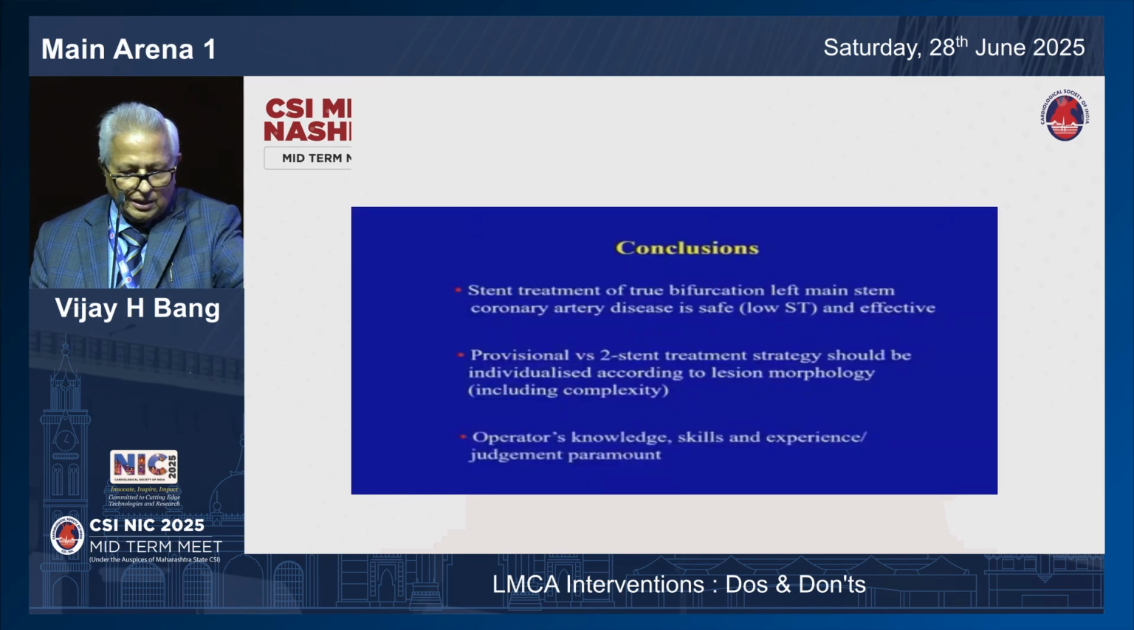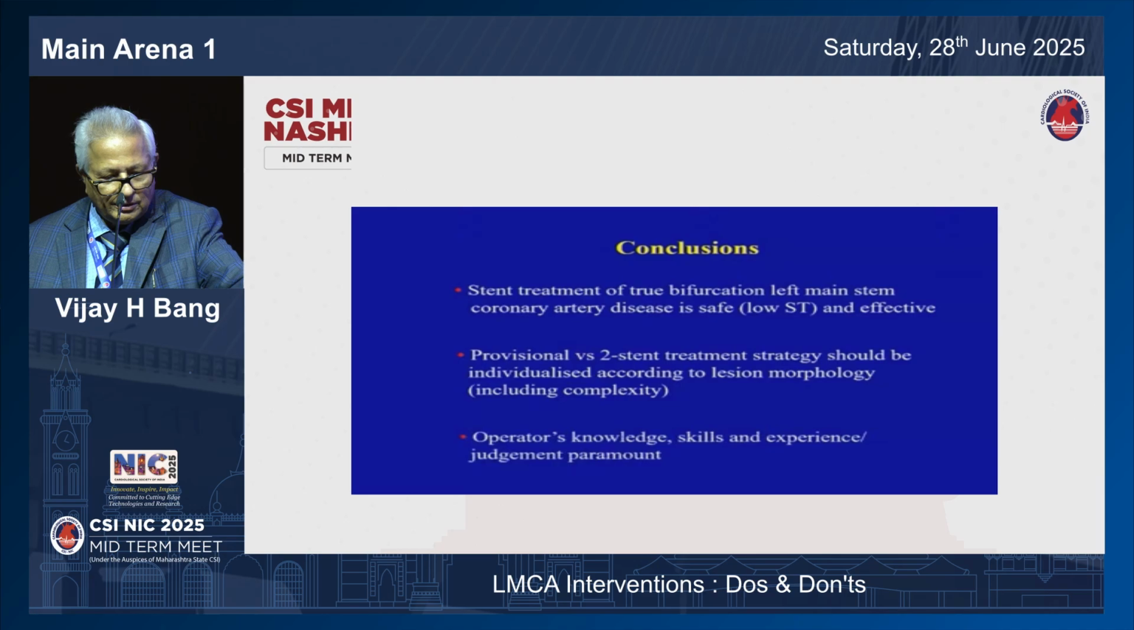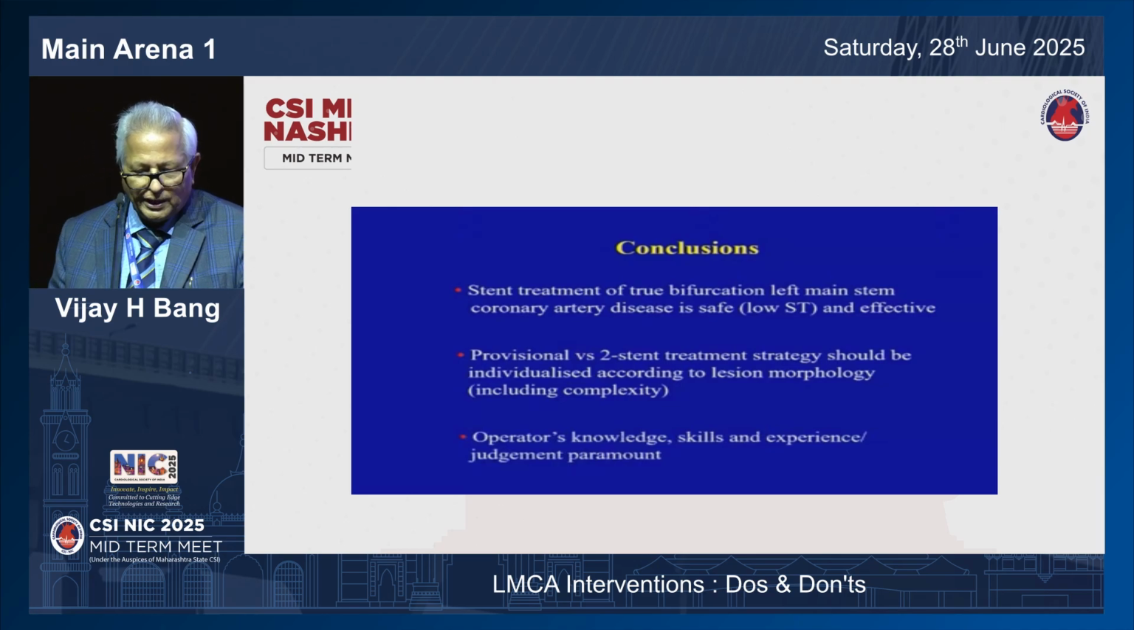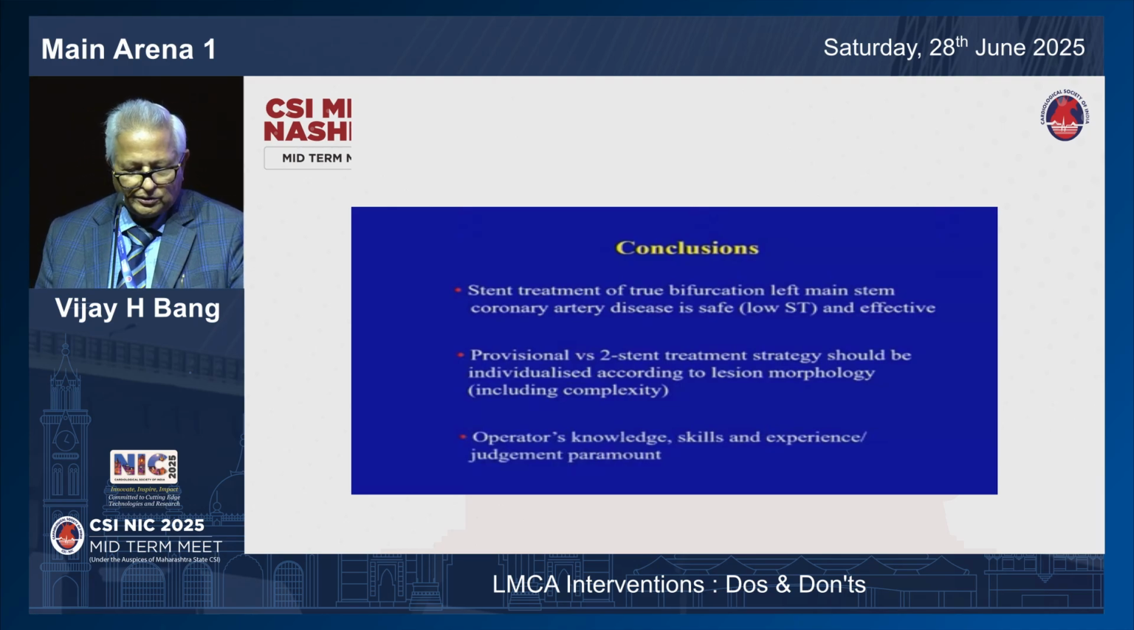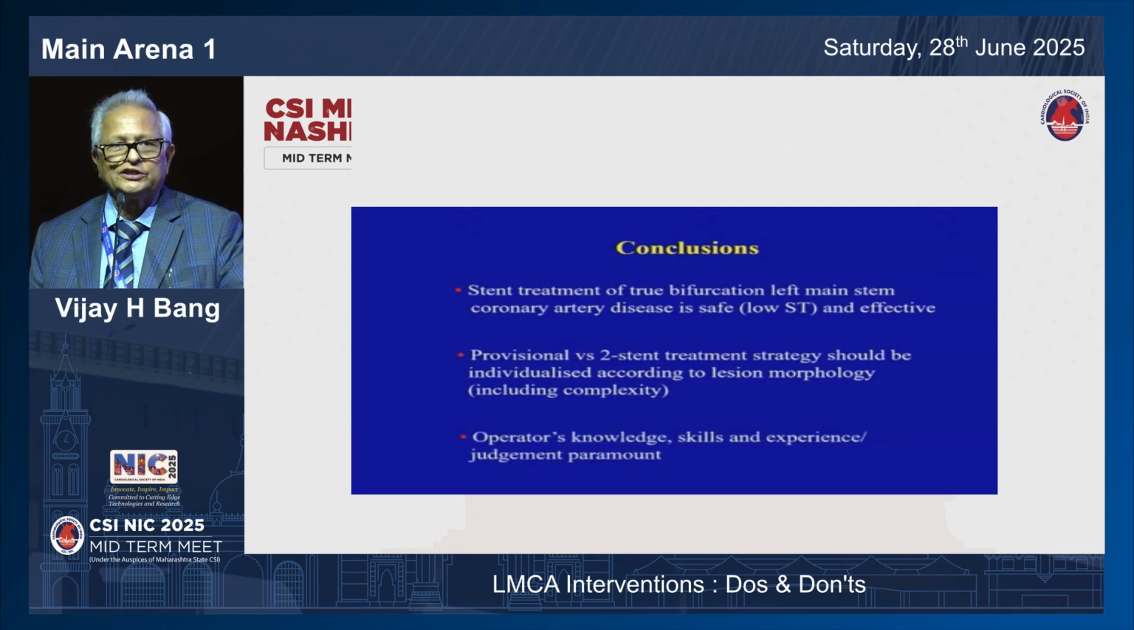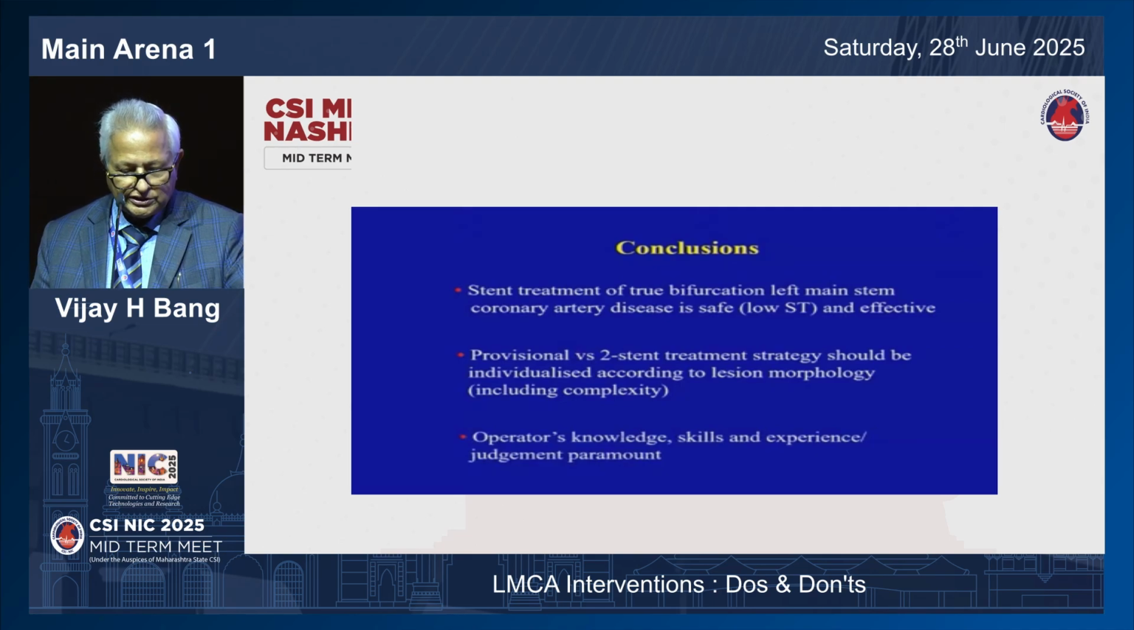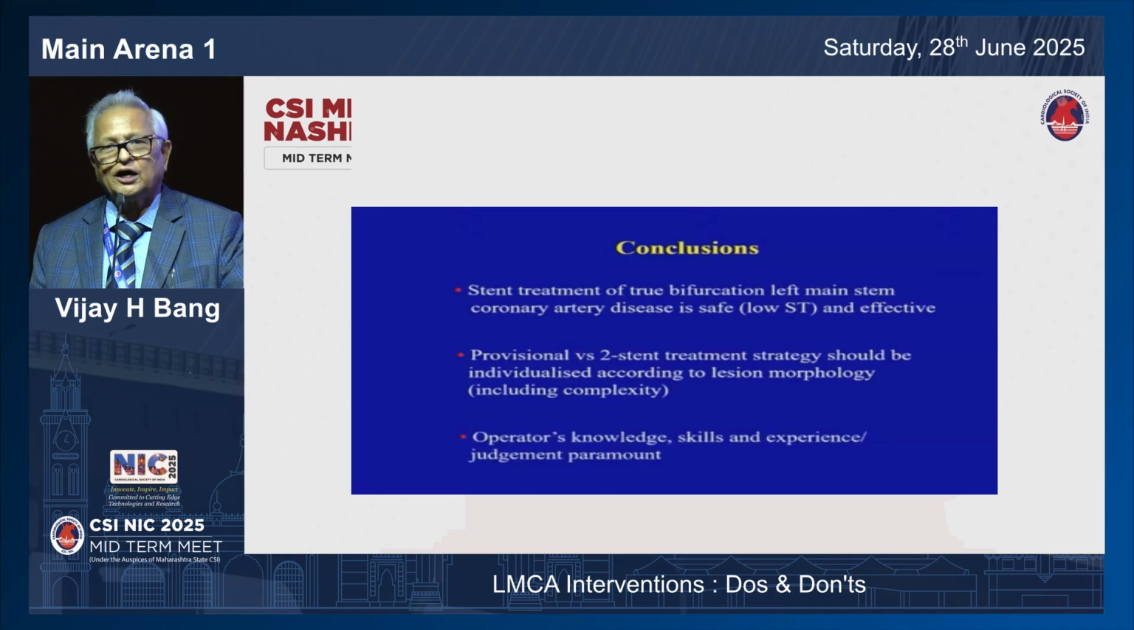So in conclusion, stent treatment for true bifurcation left main coronary disease is safe, with low stent thrombosis, good long-term result, low MACE rate, low death rate, and good prognosis. Provisional versus two-stent strategy: provisional should be preferred unless it is very necessary to use a two-stent strategy. And the operator's knowledge, skills, and experience are of paramount importance in doing left main PCI.